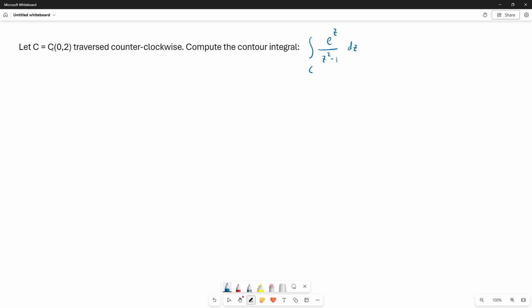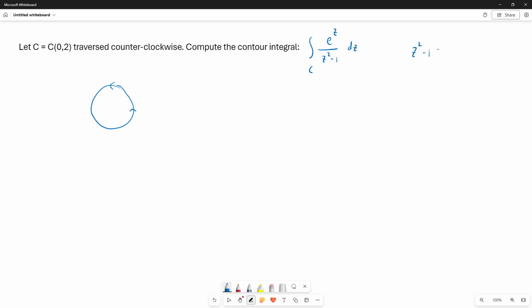Let C be the circle centered at 0 with radius 2, traversed counterclockwise. And we want to compute the contour integral around this circle of e to the z over z squared minus 1 dz. Now this function has singularities when the denominator is 0.